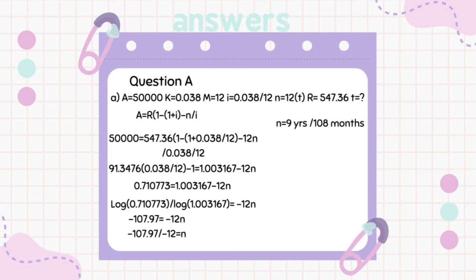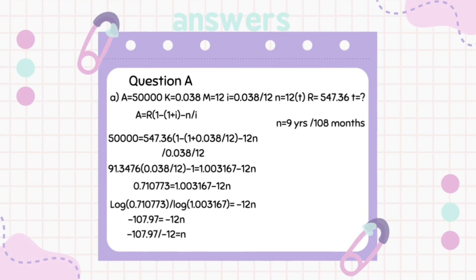Next, we got 91.3476 times 0.038 over 12, minus 1, equals negative 1.003167 to the power of negative 12N. After that, we got 0.710773 equals 1.003167 to the power of negative 12N. Then we apply log, so log 0.710773 divided by log 1.003167. So for the final answer, we got negative 107.97 divided by negative 12, and then we got 9 years or 108 months.